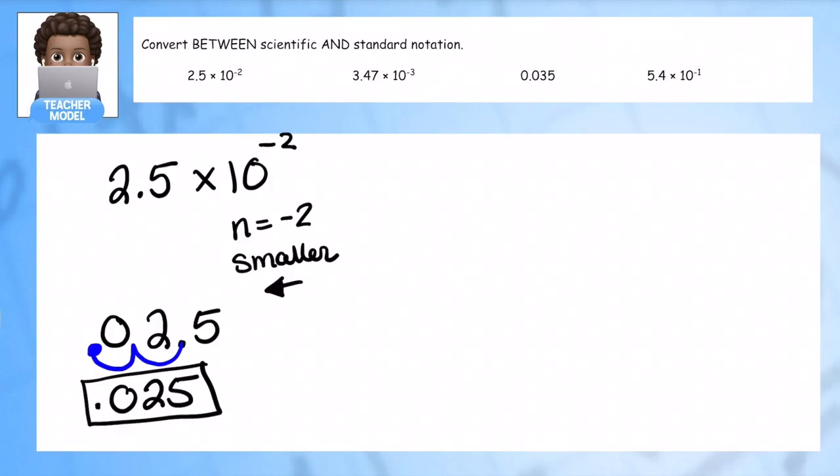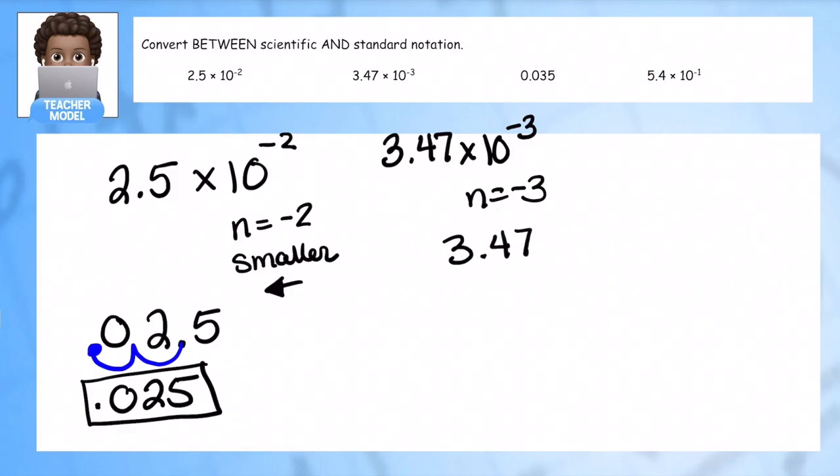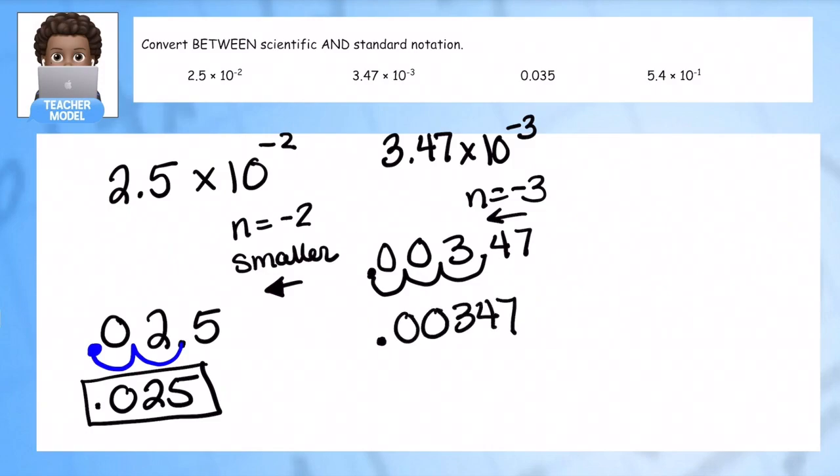Let's look at the next one. 3.47 times 10 to the negative third. Again, my n is negative, so I'm going to move my decimal to the left. Once, twice, 3 times. Fill in the space, and there's my number, 0.00347.